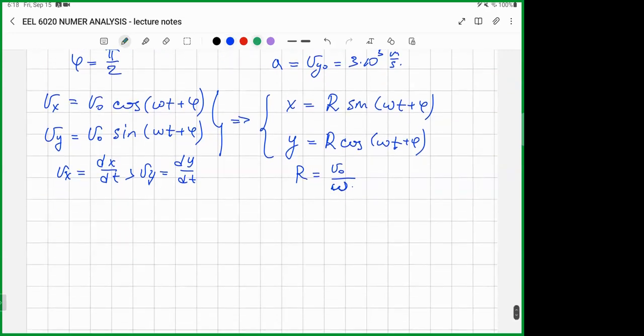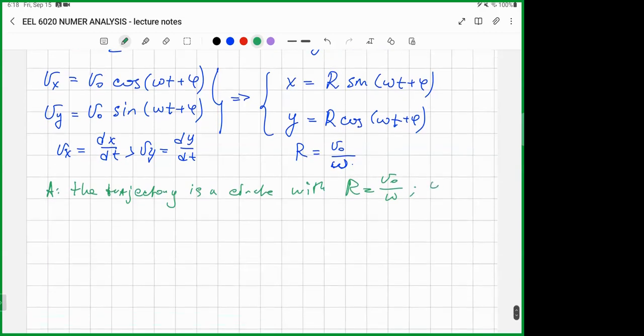Let's write the solution. So the answer is: the trajectory is a circle with radius equal to v zero over omega, and the particle spins around the magnetic field with frequency qB over m, right? So this is the cyclotron frequency. Pretty interesting and important result.